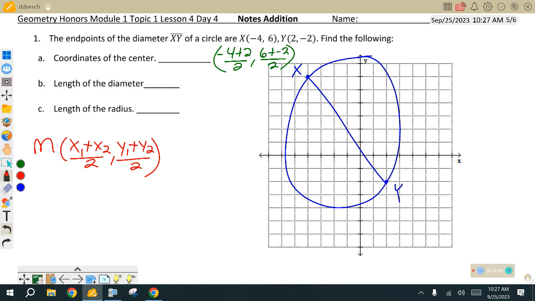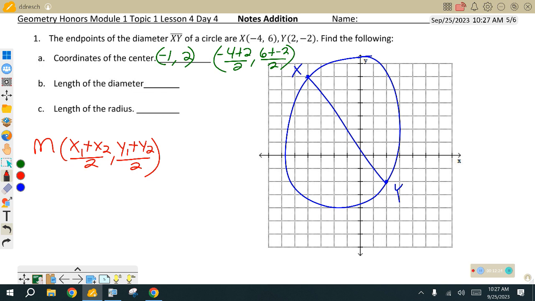And then just watch your arithmetic. What's -4 plus 2? -2, and -2 divided by 2 is -1, right? And then 6 plus -2 is 4. Yeah, 4 divided by 2 is 2. Let's go put the center out there.